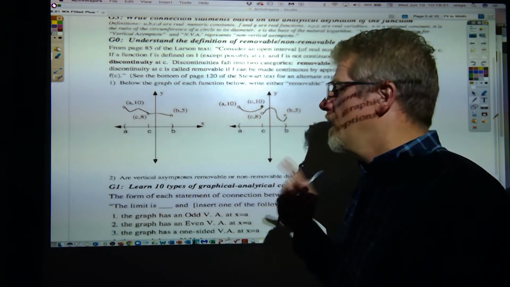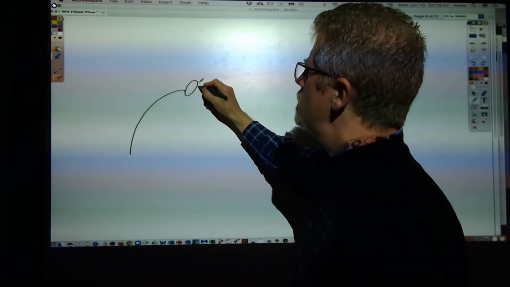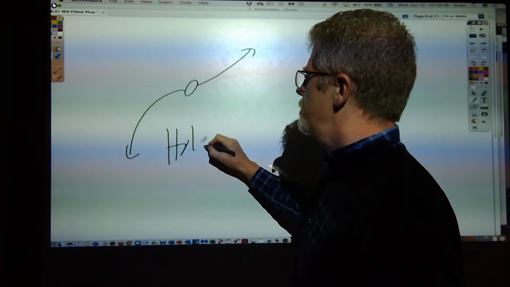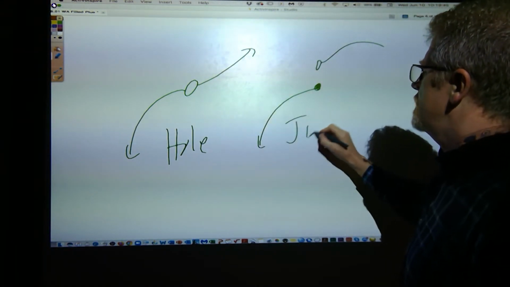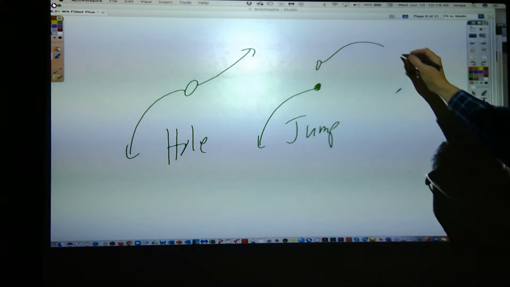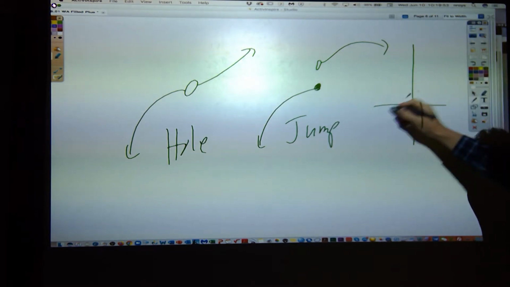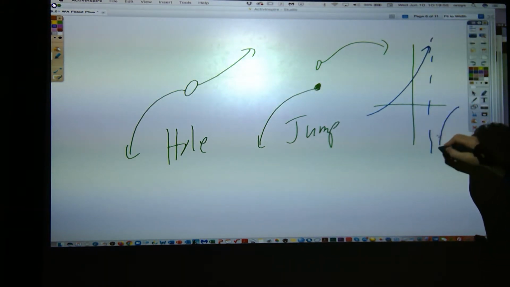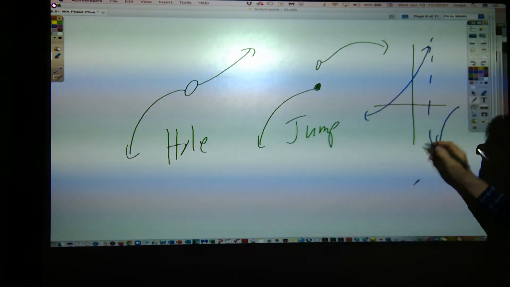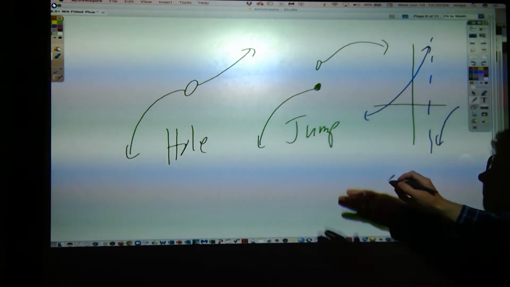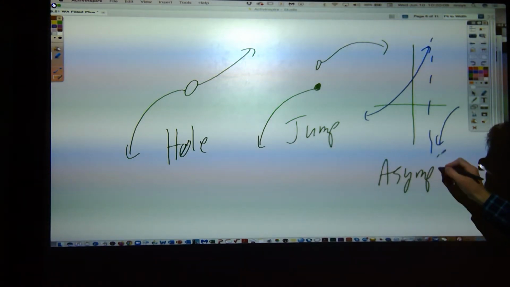You can have a hole. In fact, just for concept development, a hole in the graph sometimes happens. Sometimes you get a jump in the graph. We call that a jump. And sometimes you get an asymptote in a graph. Suppose you have a vertical asymptote. So that's an odd vertical asymptote. You also have even vertical asymptotes. So there's three types of discontinuities: a hole, a jump, or a vertical asymptote.